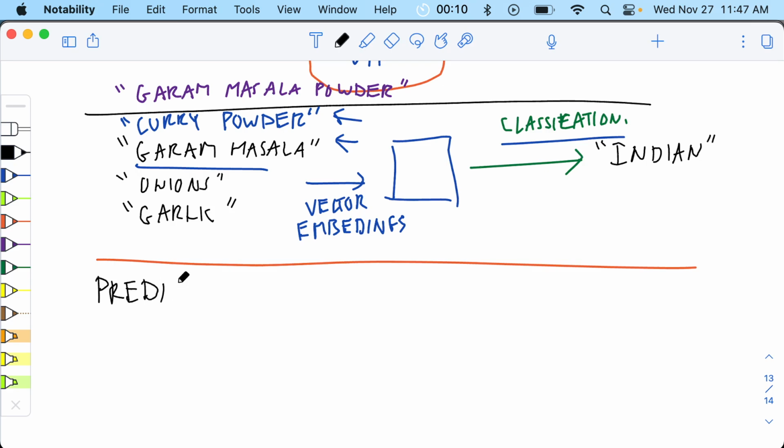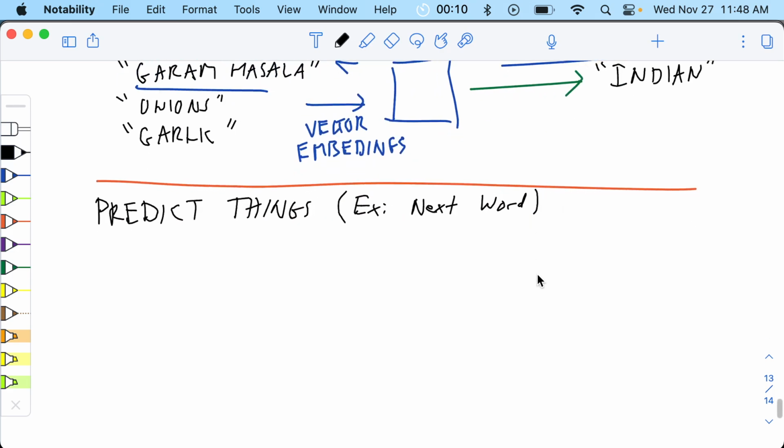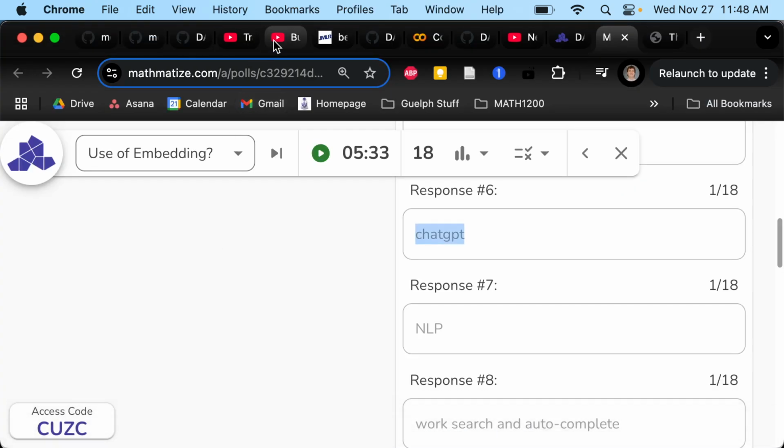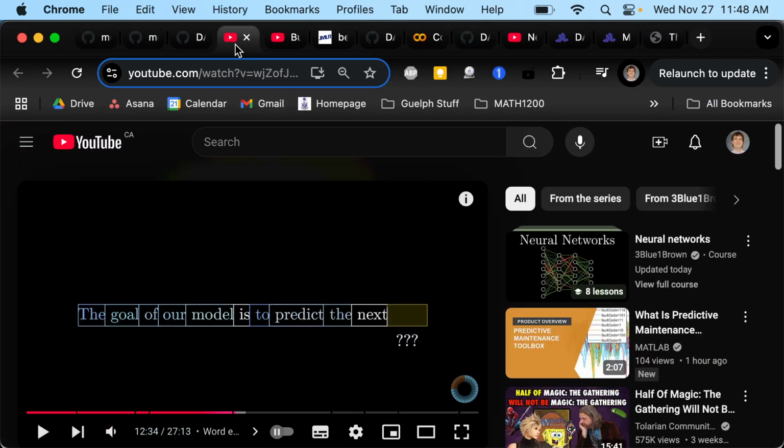So I'm going to say predict things, and an example could be next word, which is technically a type of classification because there's only so many words it could be. The example I want to show you is a quick little video on this stuff, and I think it starts with a thing.